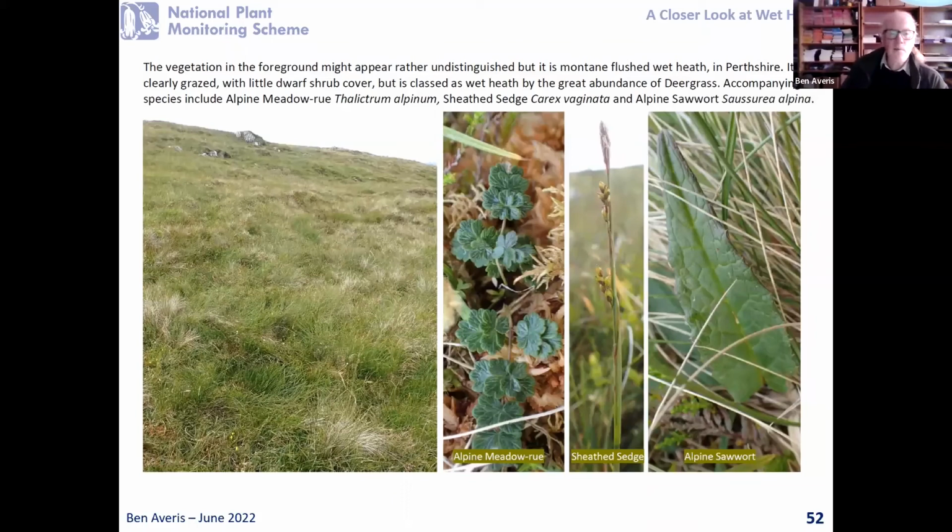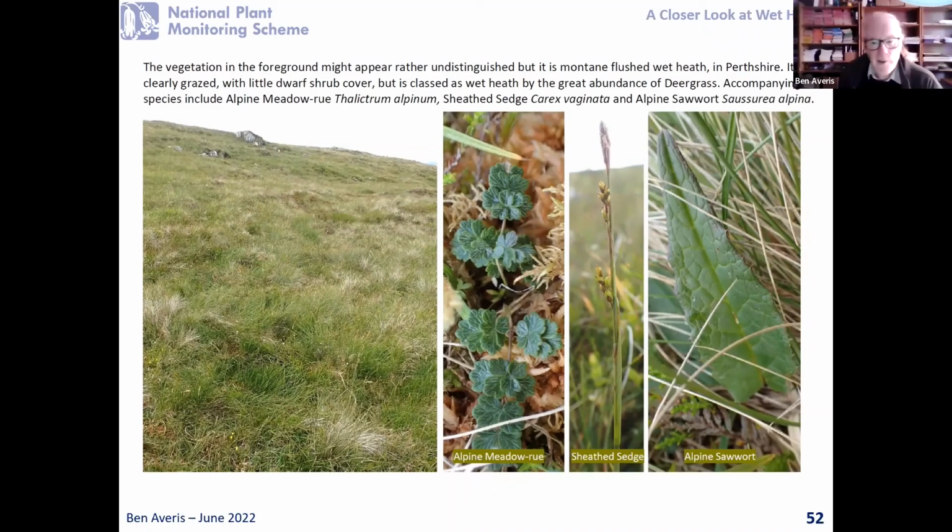See how that vegetation on the left, somebody might say, oh, it looks really boring, it looks quite ordinary. But it doesn't. There's different textures and colours in there, and you can see there's a load of deer grass in the foreground especially. And that tells us it's wet heath. So even if we haven't got much in the way of dwarf shrubs, dominance of deer grass and absence of bog indicators, it comes into the wet heath category, and it's quite flushed here with a bit of base enrichment, including these species, the alpine meadow rue and the sheathed sedge and the alpine saw-wort.